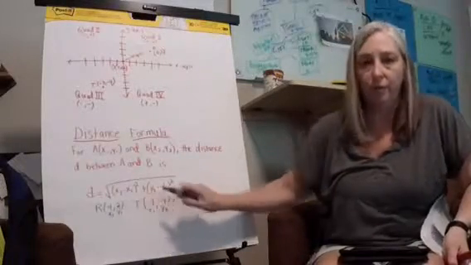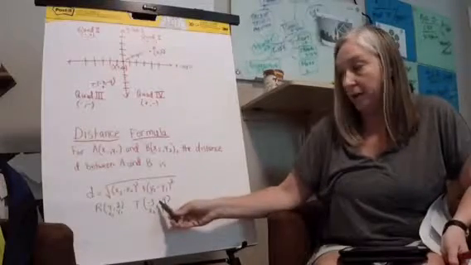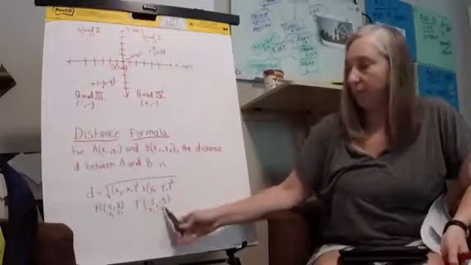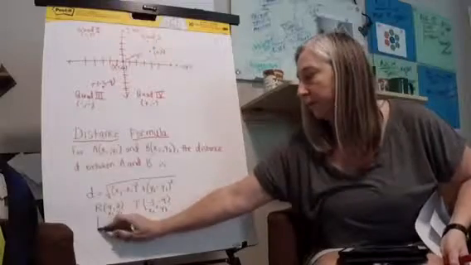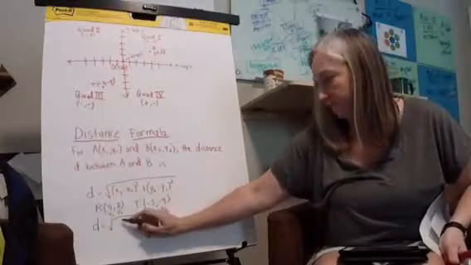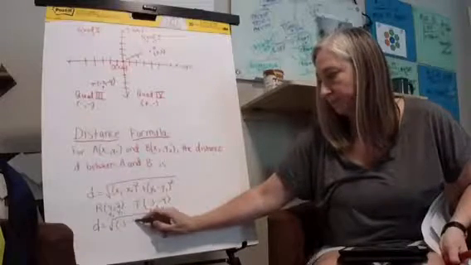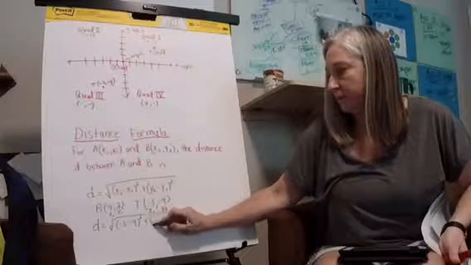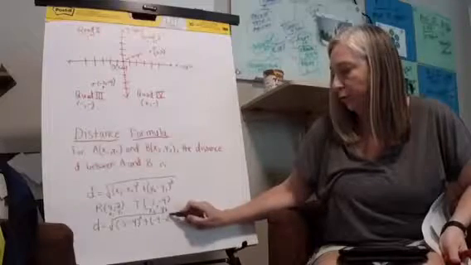Now, I could have written those another way. I could have let T be the x1, y1, as long as I have them labeled so I make sure I plug them in correctly here. Okay, so when I plug them in, I'll have D equals the square root of -3 minus 4, all squared, plus -4 minus 2, all squared.